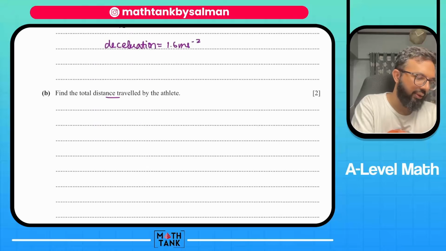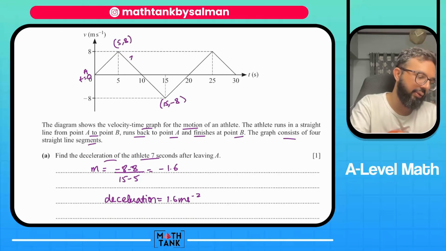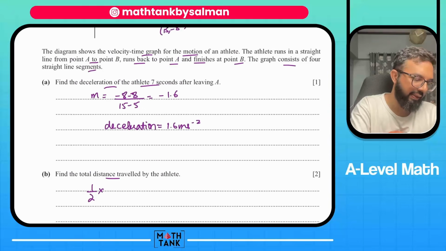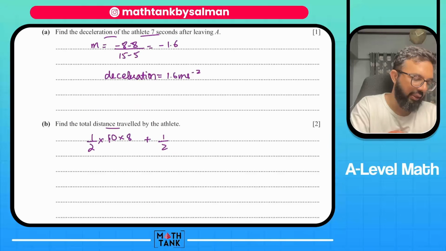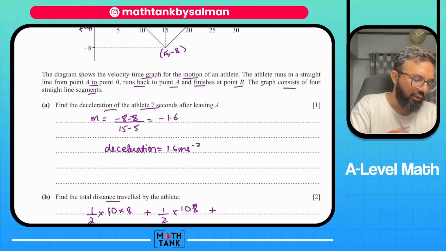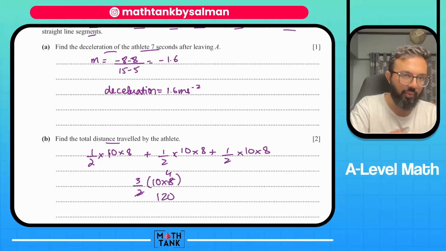Okay, find the total distance traveled by the athlete. So the total distance has to be everything that you see in the curve. You don't have to subtract any distances. You just have to find the area of three triangles. I see three triangles. So the first triangle is half base into height plus half. What's the base now? Again, it's 10. And the height is also 8. And that's what's happening again as well, because it's just running back and forth. So it's just 3 over 2, 10 into 8. And that's 120 meters.